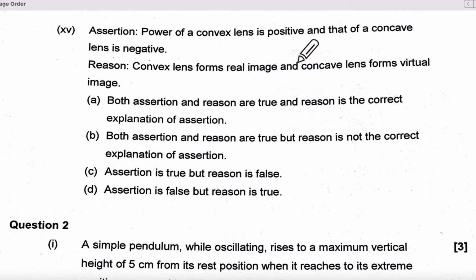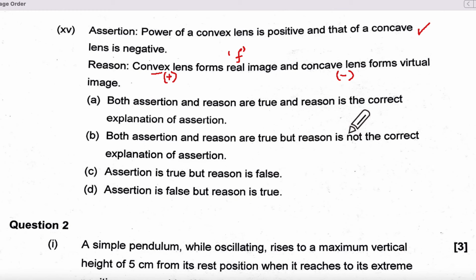Assertion: power of a convex lens is positive and that of a concave lens is negative. Reason: convex lens forms real image and concave lens forms virtual image. Now the power, this is correct, but the reason is not, because convex lens forms real image, it forms virtual image also, no? Yes. Why is it positive? Because the focal length is positive and here the focal length is negative. For convex it is positive focal length and focal length for this is negative.